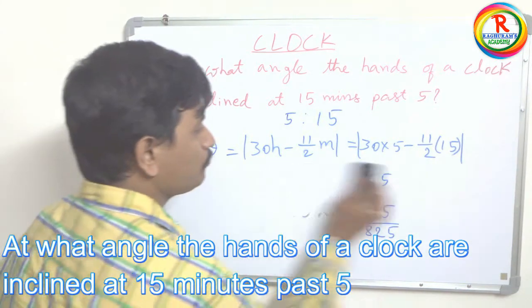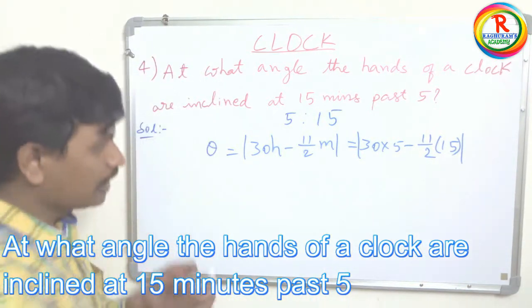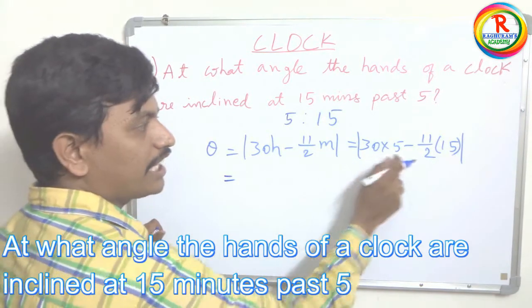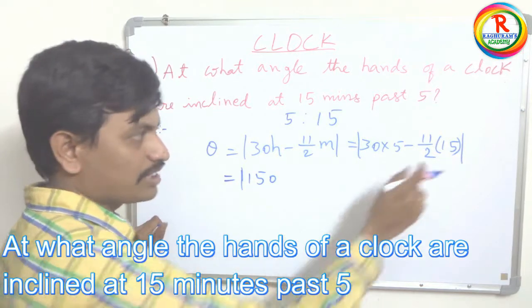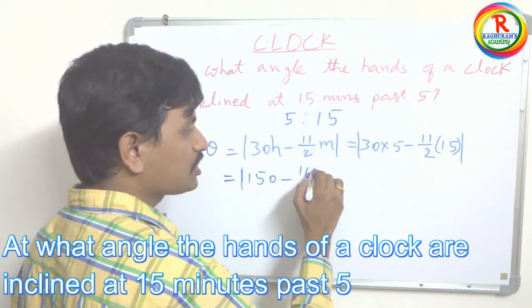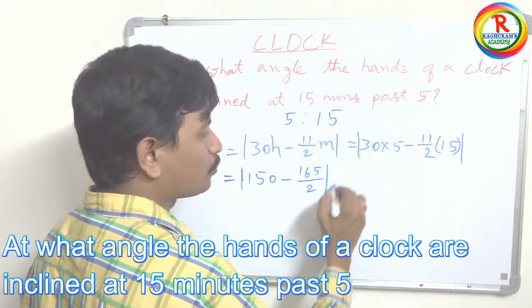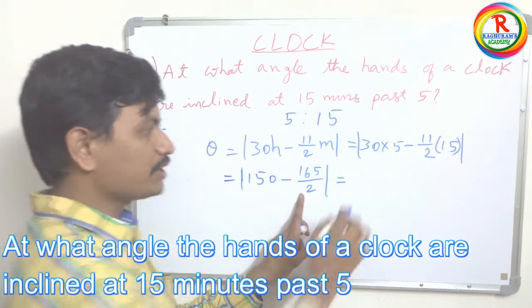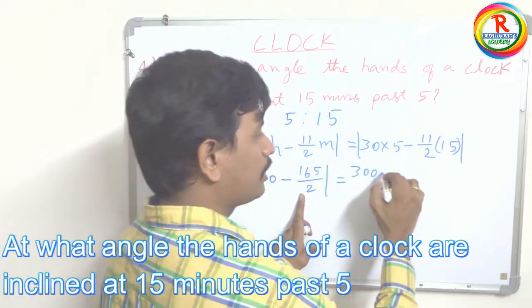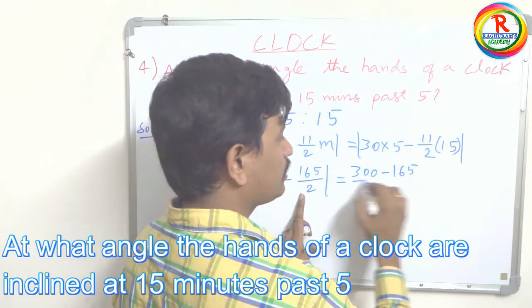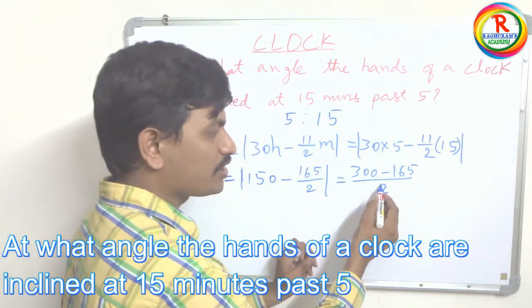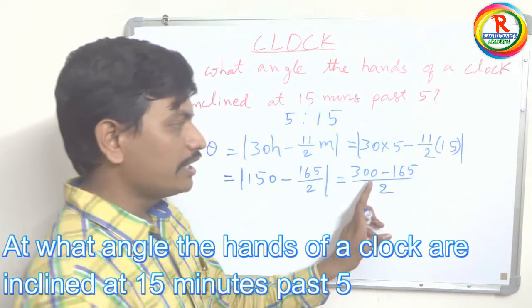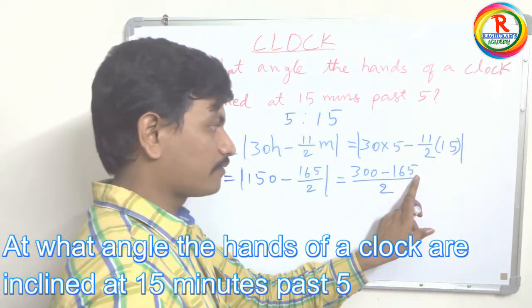Now here in this case, 30 into 5 is 150, modulus of this one. Here 165 by 2. So 15 2s are 300, minus 165 by 2. Here I am removing modulus because it is definitely positive. Okay, 300 minus 165 is what?